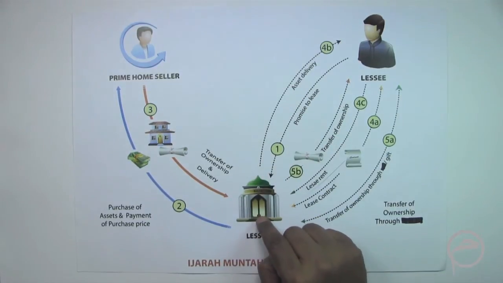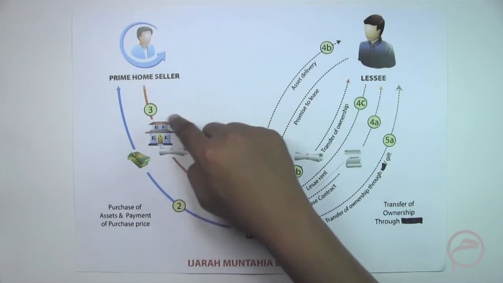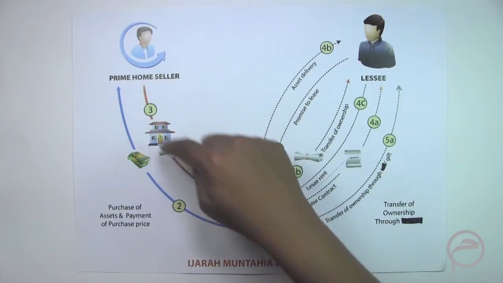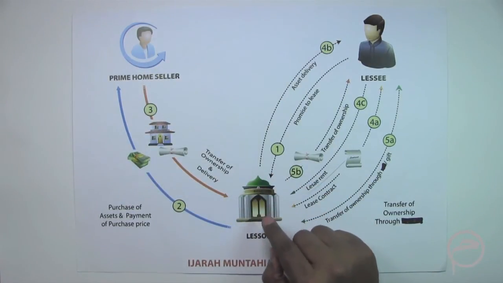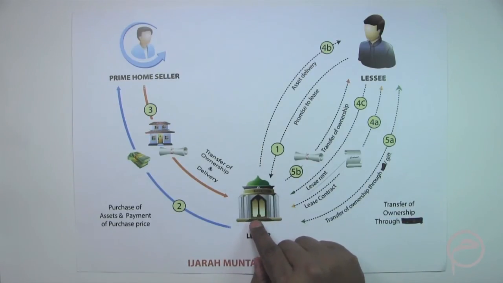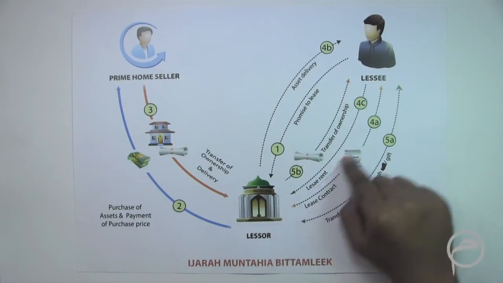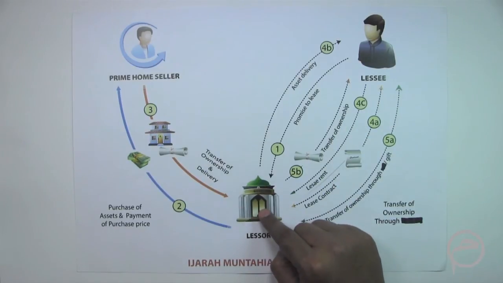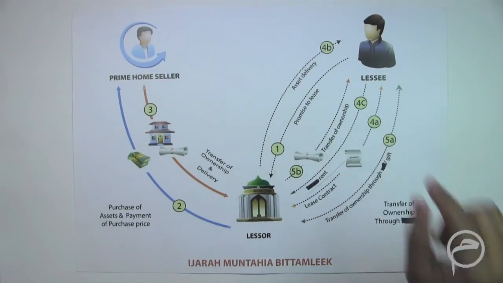The second step, the Islamic Bank goes and purchases the asset, in this case a house, from a seller. So the ownership is transferred from the seller to the Islamic Bank. The Islamic Bank now leases the property. So what it does is that it enters into a lease agreement with the customer. So this is the lease contract, an ijara contract, which is entered into with the customer. So basically this is a lease contract.